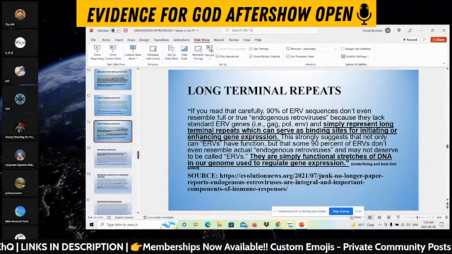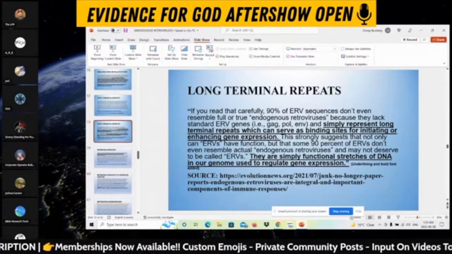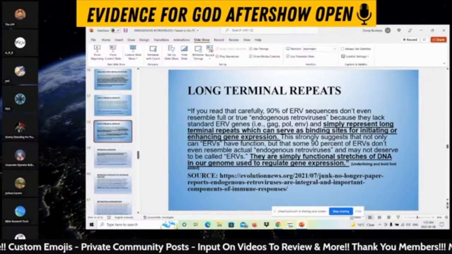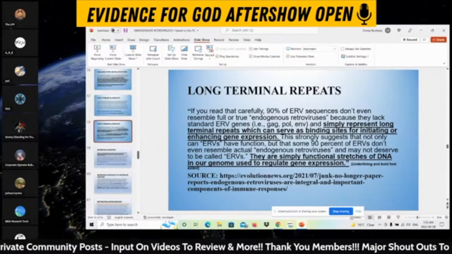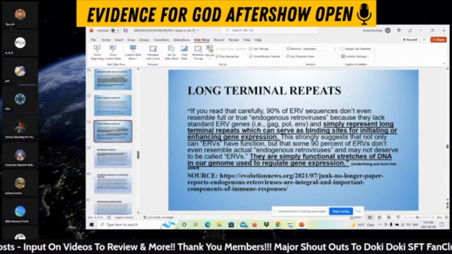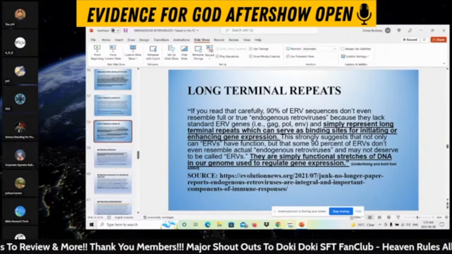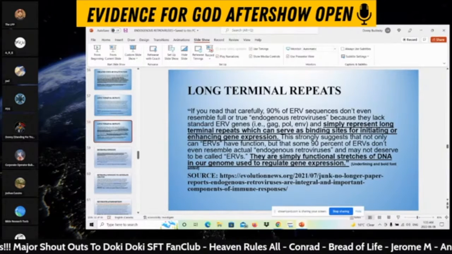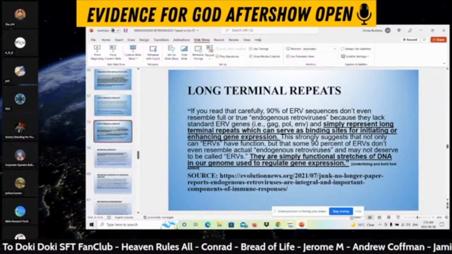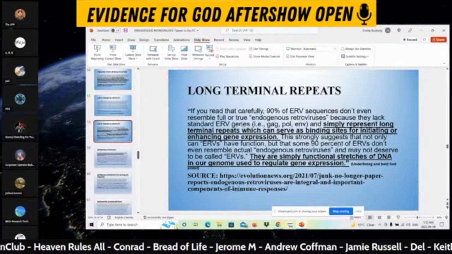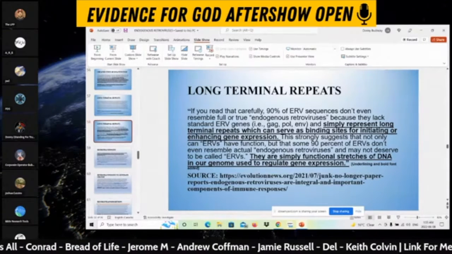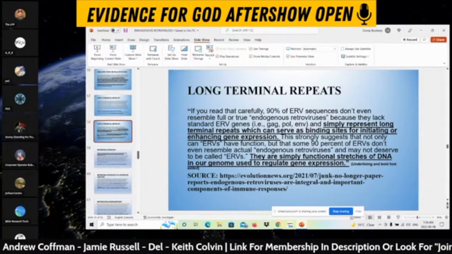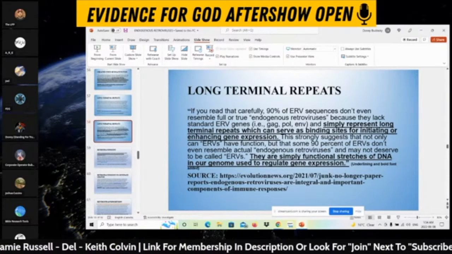It's a good point. They're not true endogenous retroviruses, because they lack standard ERV genes, GAG, POL, ENV, and simply represent, notice this, simply represent long terminal repeats, which can serve as binding sites for initiating or enhancing gene expression. So in other words, what we're looking at here has nothing to do with the ancient remnant of a viral infection. We're just looking at functional stretches of DNA that function in many ways, gene expression. So yeah, that's a good point. We expect function, and that's what we find.